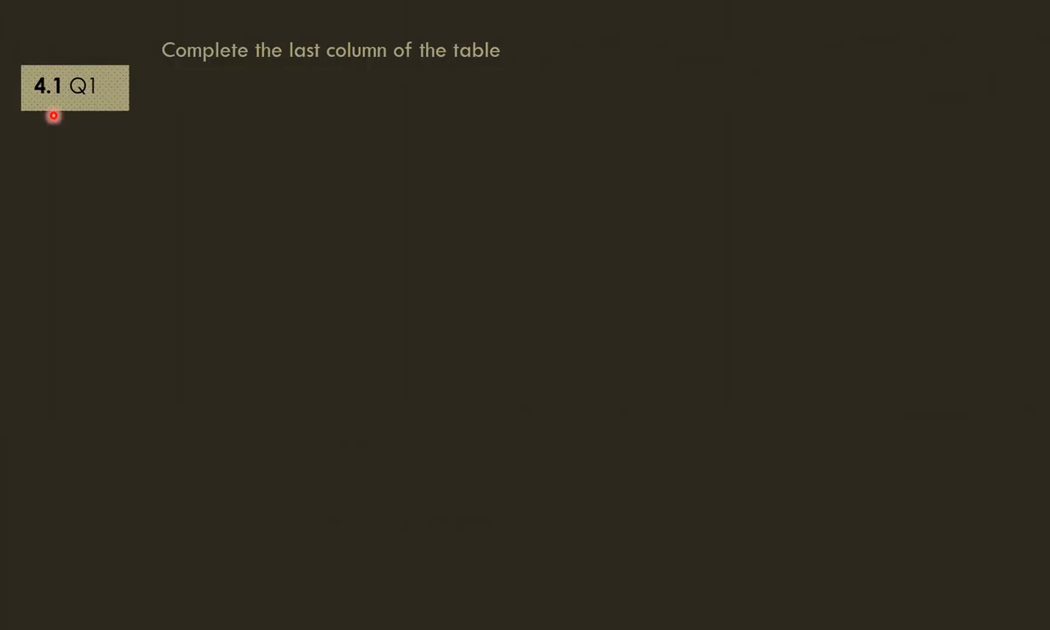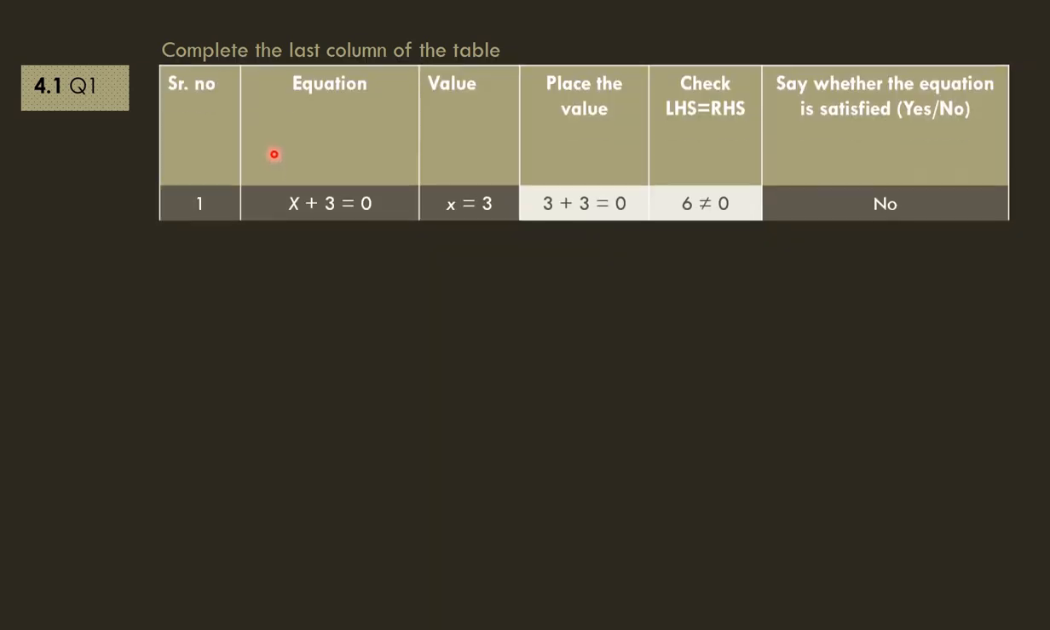Now let's start with question number 1 from exercise 4.1, that is, complete the last column of the table, that is, whether the equation is satisfied, yes or no. You can see the table on the screen: the first column is equation, second is the value, and third says whether the equation is satisfied, yes or no. In this last column you have to write the answer.